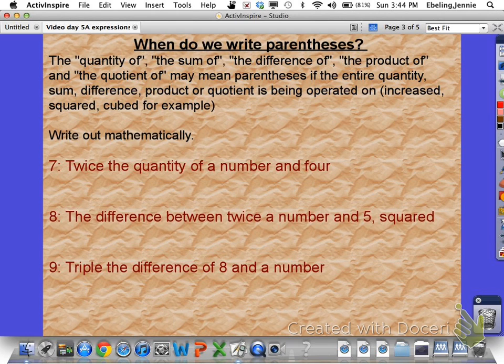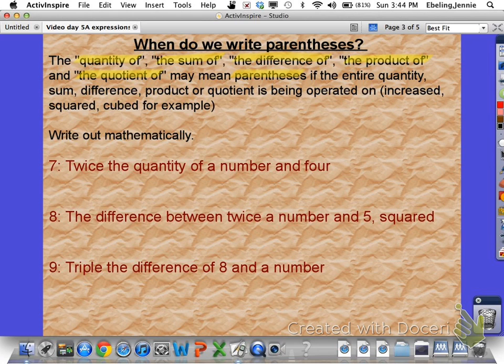Now let's take a look at some longer phrases than those. What we want to look at here is we want to pay close attention to some wording. For instance, like the quantity of, the sum of, the difference of, the product of, the quotient of. Those all may mean parentheses. Let's take a look at numbers 7 through 9.